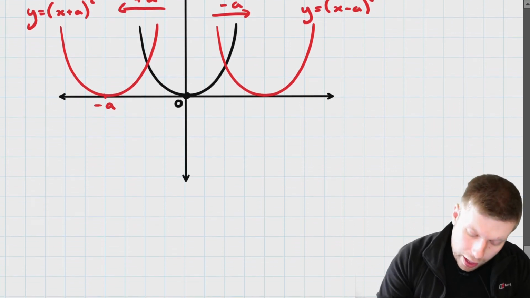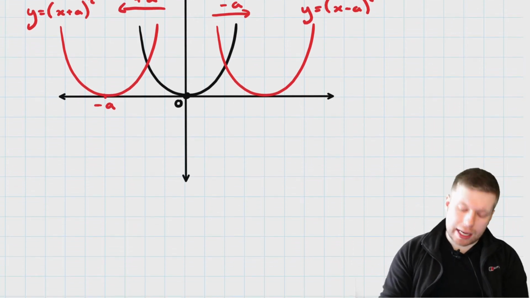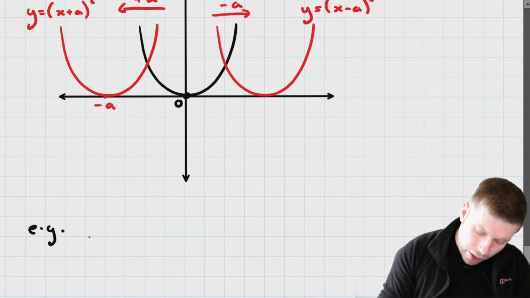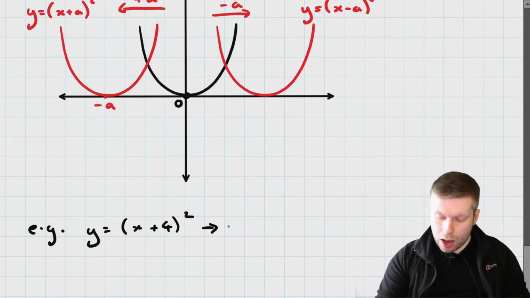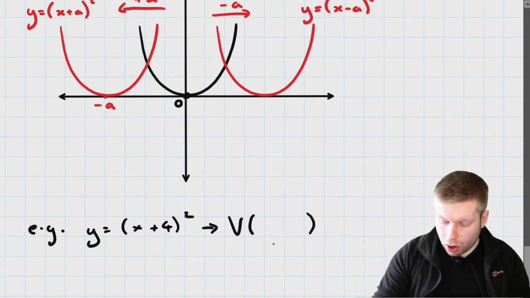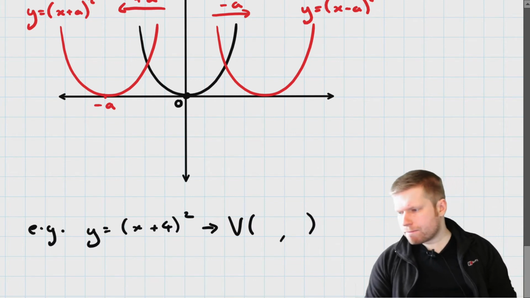So as an example then, I wonder if you can tell me where the vertex of this graph is going to be. So if I give you the graph y equals (x plus 4) all squared, I wonder if you can tell me where the vertex of this graph is going to end up.